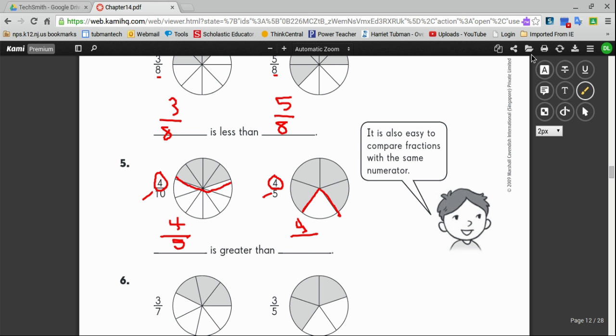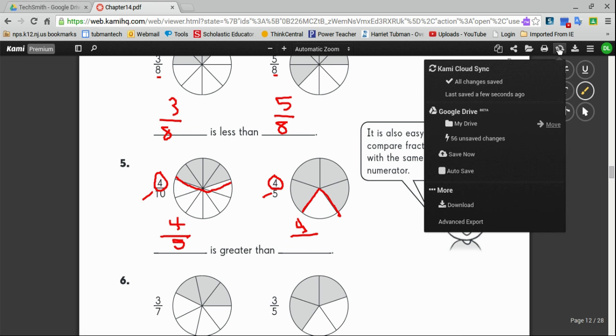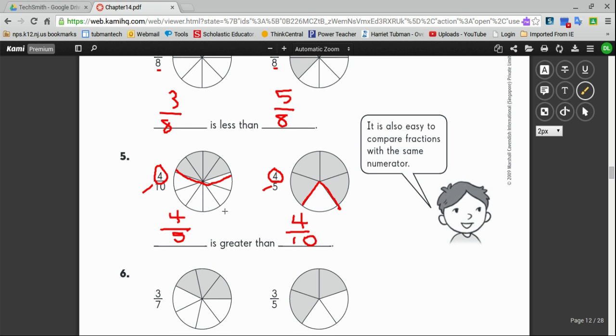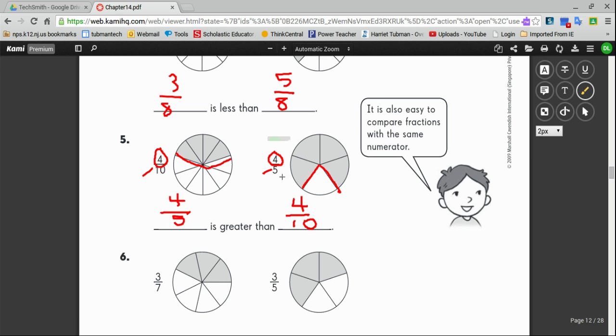Oops, undo that. So again, 4/5 is greater than 4/10. And when we have the same numerator, all we have to do is, if the denominator is smaller, that means bigger, because our denominator shows how many pieces the whole thing is broken up into.